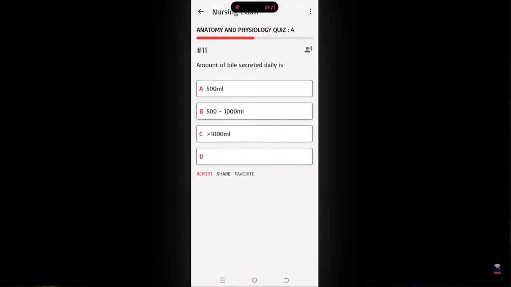Amount of bile secreted daily is A. 500 milliliters, B. 500 to 1000 ml, C. 1000 ml, D. Correct answer.